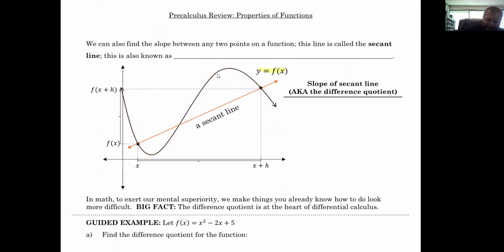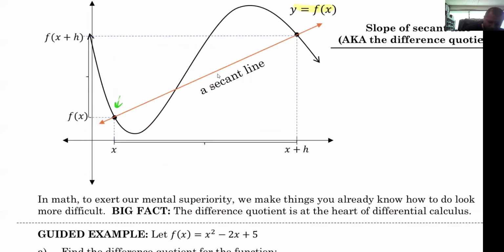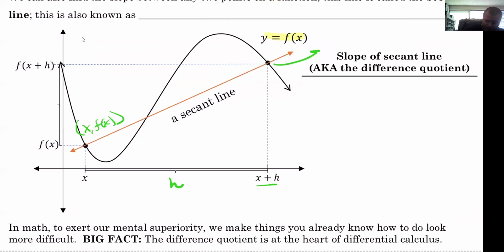All right, so if I took any 2 points on my graph, like this one right here, which has coordinates x, f of x, and this one over here, right? If I move h away, then I'm now at x plus whatever h was. So there's probably going to be some corresponding change in y there. All right, so this point has the coordinates x plus h, f of x plus h.